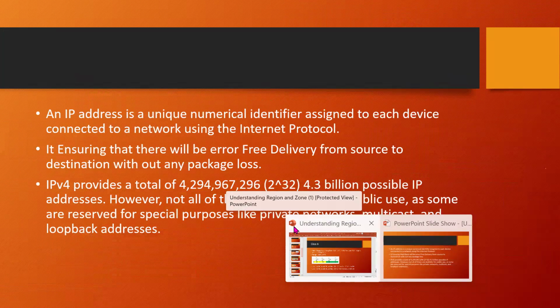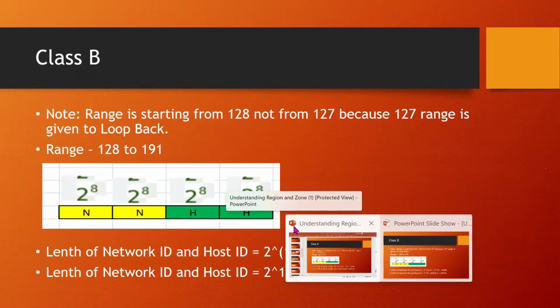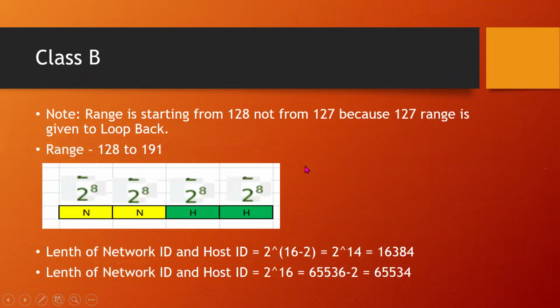If you check here in class B IP addresses, this is the length of the network ID, not the host ID; by mistake, due to copy paste, it was written wrongly. So it will be 2 to the power 14, and the value is 16384, the length of the network ID. The length of the host ID will again be 2 to the power 16, and here you have to subtract 2, so it becomes 16382, because one address is given to broadcast and one is the network address.